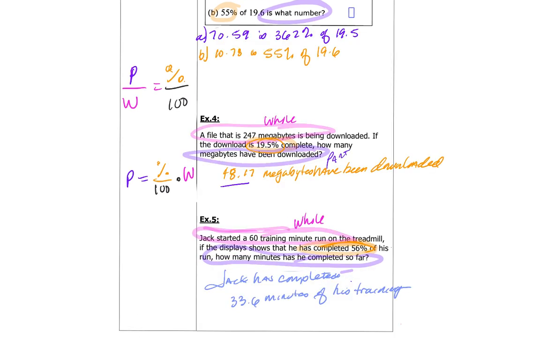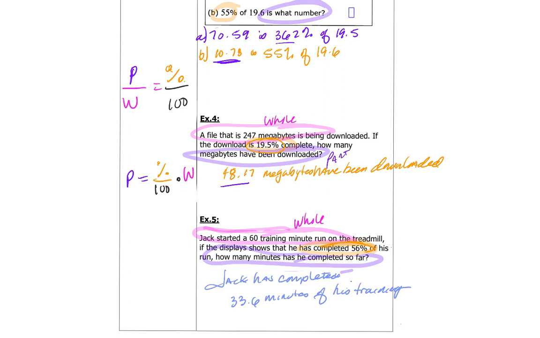All right, here you are. So we can see that A is 70.59 is 362% of 19.5. And 10.78 is 55% of 9.6. So 10.78 is the solution in that one.